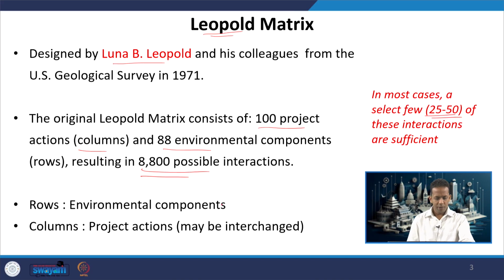So, rows are typically represented by environmental components and columns are represented by project actions, though they may be interchanged depending on the user and the number of components or number of activities. But most commonly you will see columns represent the project activities and rows represent environmental components, not just in the Leopold matrix, but in any matrix based EIA methods.